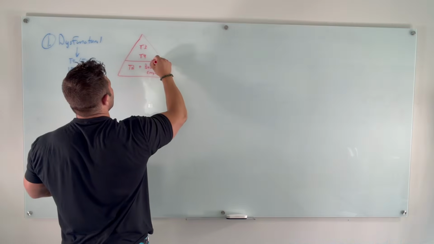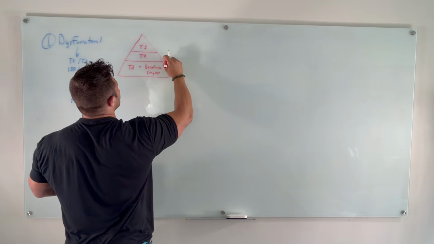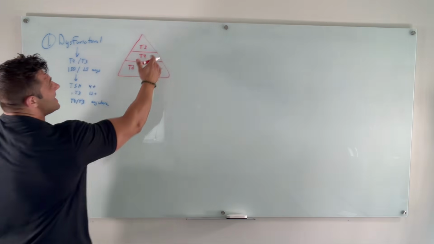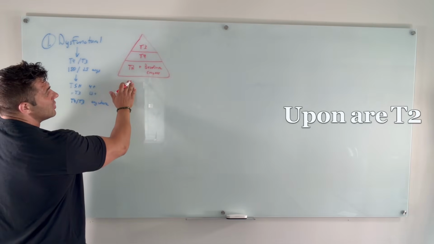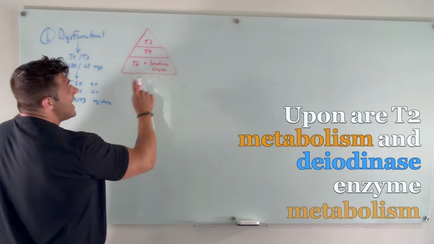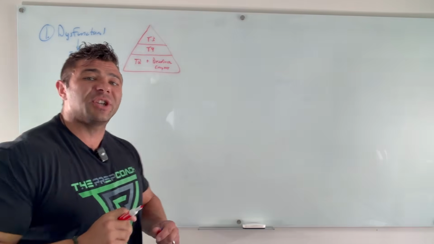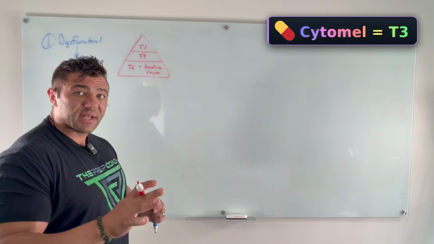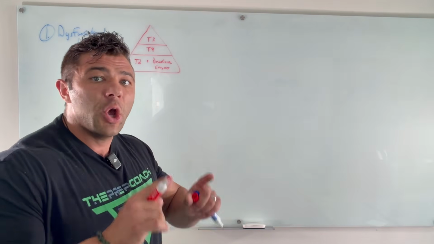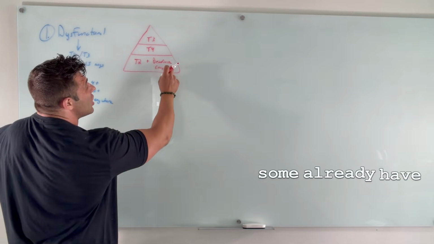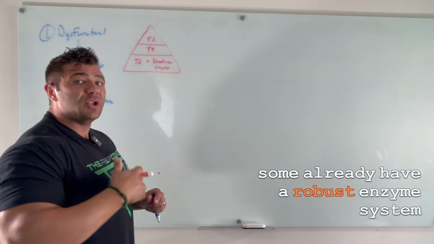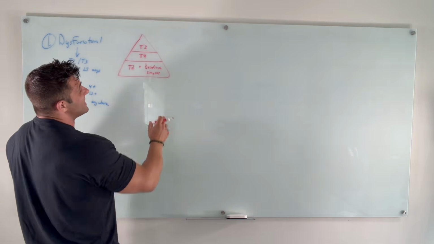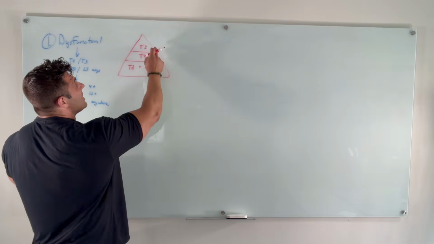Now that being said, this does not mean that you need T4 supplementation before T3. This just means that if we're looking upstream from there, what these two hormones are relying upon are T2 metabolism and deiodinase enzyme metabolism. There are people watching this that are taking T3, Cytomel, or they're taking just T2 and they're perfect. If that's you, that means endogenously, you already have a robust deiodinase enzymatic system. The people that take T4 get worse responses. It's because this system's already taken care of and they can skip it and go straight to T3.